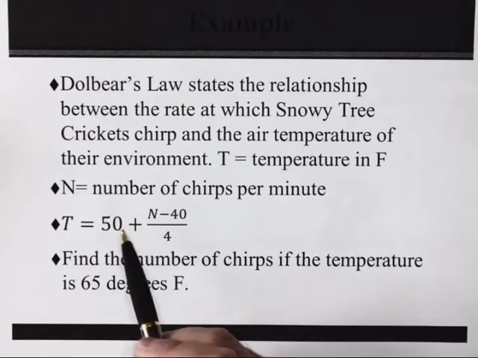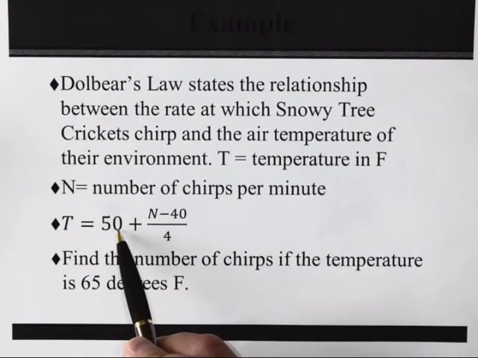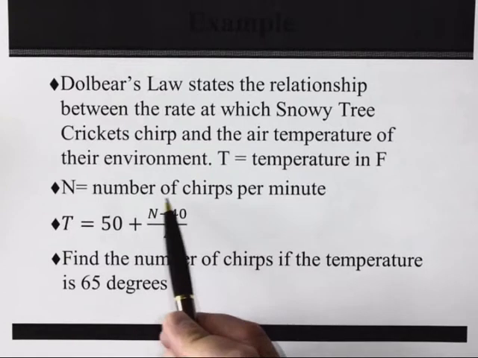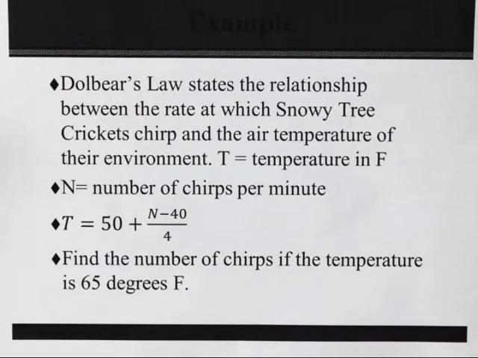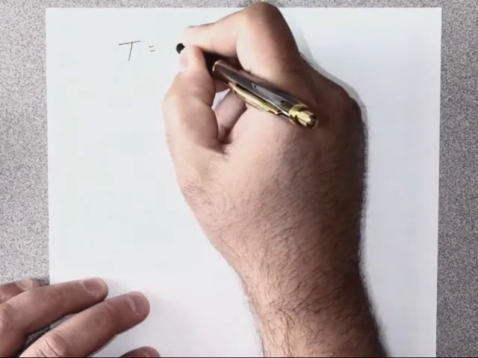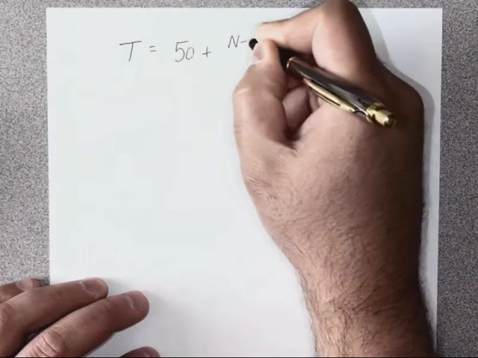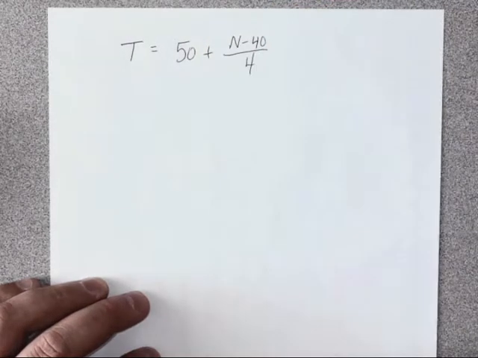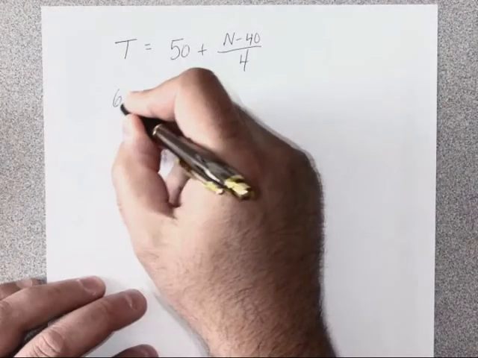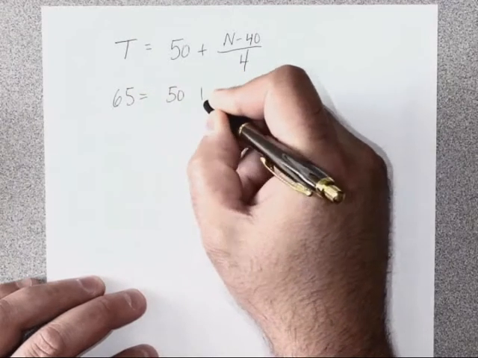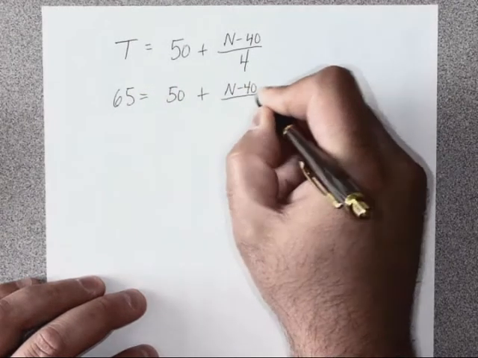So here is that formula. T, the temperature, equals 50 plus N minus 40, where N is the number of chirps per minute, all over 4. So we want to find the number of chirps if the temperature is 65 degrees. Okay, so let's write our formula for Dolbear's law here. We know that T is 65, so we're going to replace that. And we're solving for N in this case.